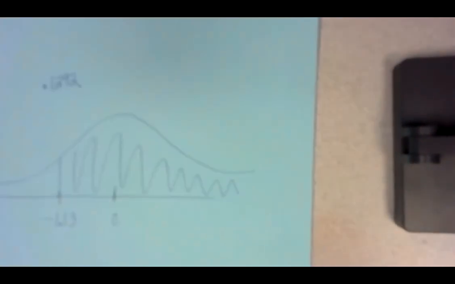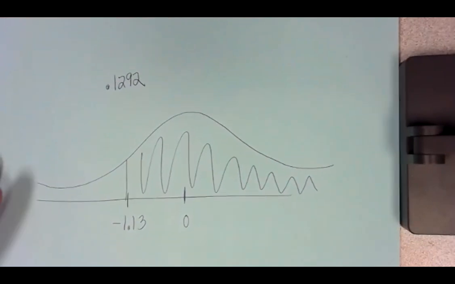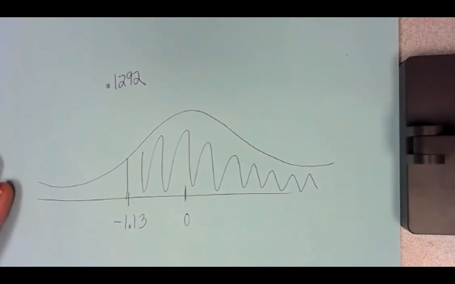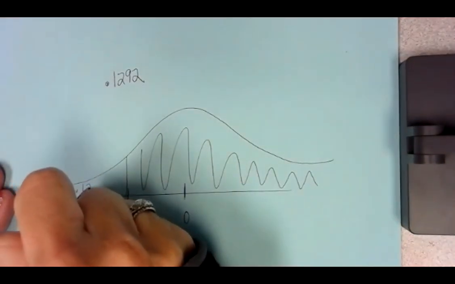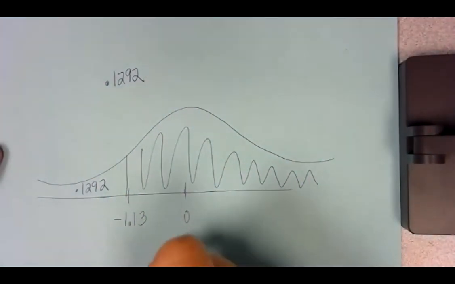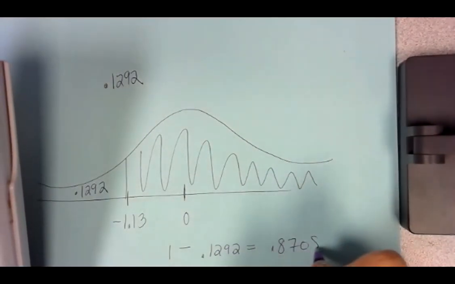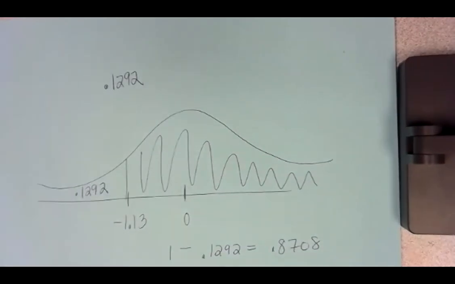I'm going to switch screens because I want you to look at the drawing. All right, so when we look up negative 1.13, we get 0.1292, but that's that piece over here. So to figure out this piece over here, I'll do 1 minus 0.1292. And let me grab my graphing calculator. 1 minus 0.1292, and it should be 0.8708. So that's how you're using the chart.